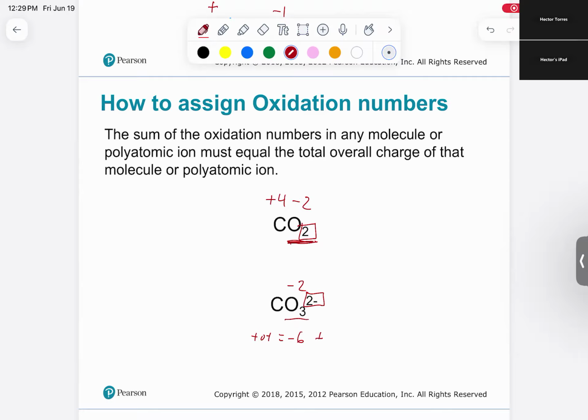We know it needs to be added to something. Because we have to have a positive charge on the second molecule, and whatever we add to it has to equal -2, it has to be 4. So my oxidation value for carbon is 4. So -6 plus 4 equals -2. And so that's how we are going to use our charges to be able to solve what our oxidation numbers are.